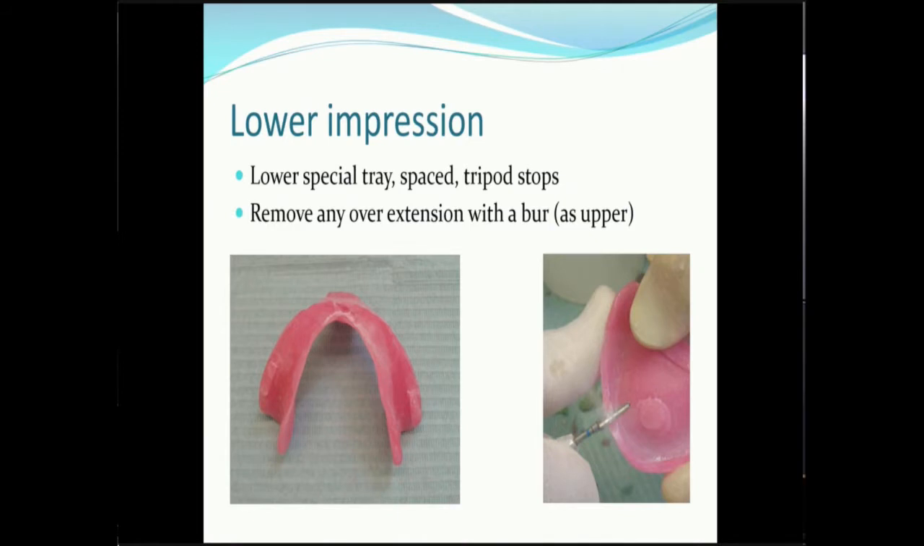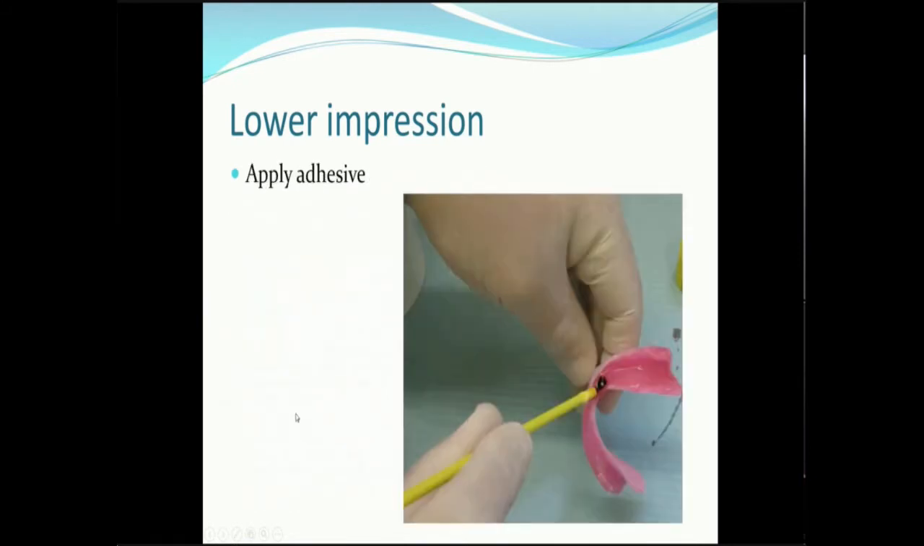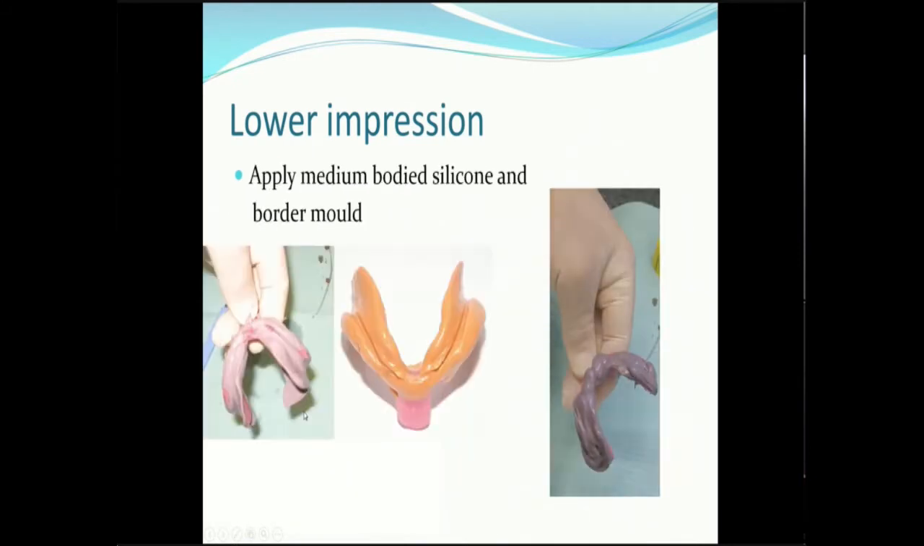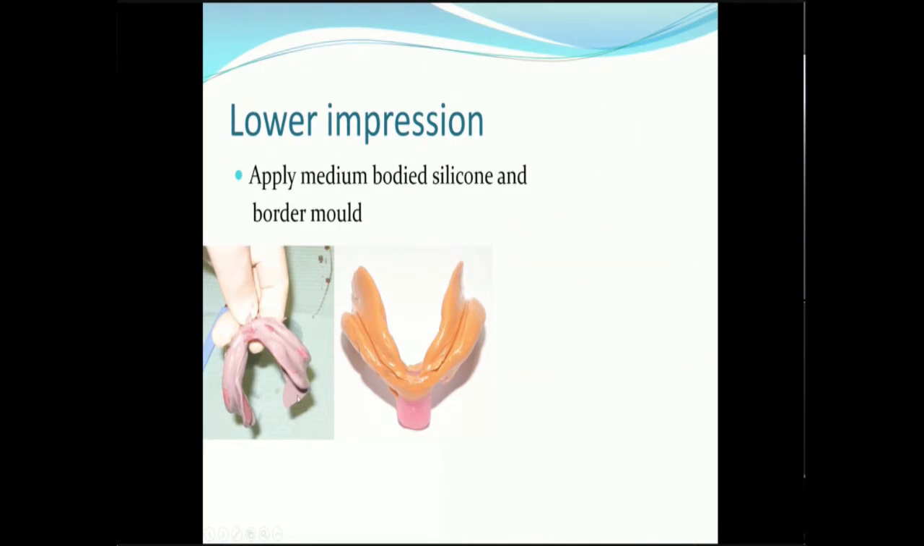Now I could use green stick, which I could restrict to the edge of the denture better than I could restrict this heavy bodied silicone. But I choose to use a medium bodied silicone in a space tray in the lower arch, which is a relatively mucostatic impression. So I'll put silicone adhesive on and I'll take a medium bodied silicone impression. And that's my border moulding.